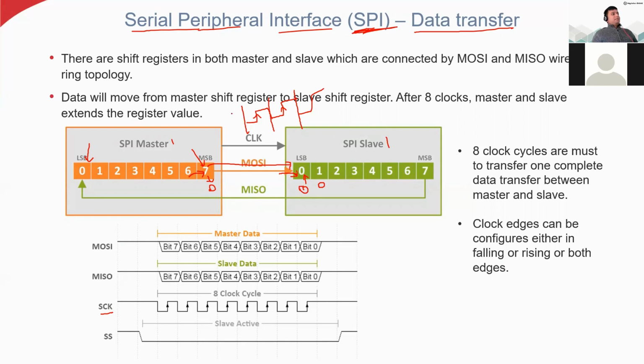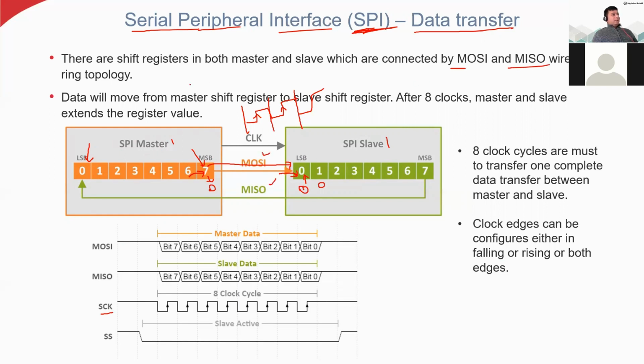So there are shift registers in both master and slave, because all the registers and memories are just using registers. In both master and slave, which are connected by MOSI and MISO wires in a ring topology.